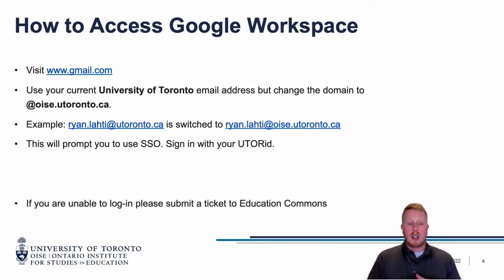If you have never logged into Google Workspace, you're just going to head over to gmail.com and you're going to use your University of Toronto email address and hit sign in. But before you do that, you're going to make sure you switch it to the at oise.utoronto.ca. So you're likely just going to need to switch the second part of your email address. And that should prompt you for SSO, and it will ask you to sign in with your UTOR ID. So there is no specific password you need for Google except for your UTOR ID credentials.